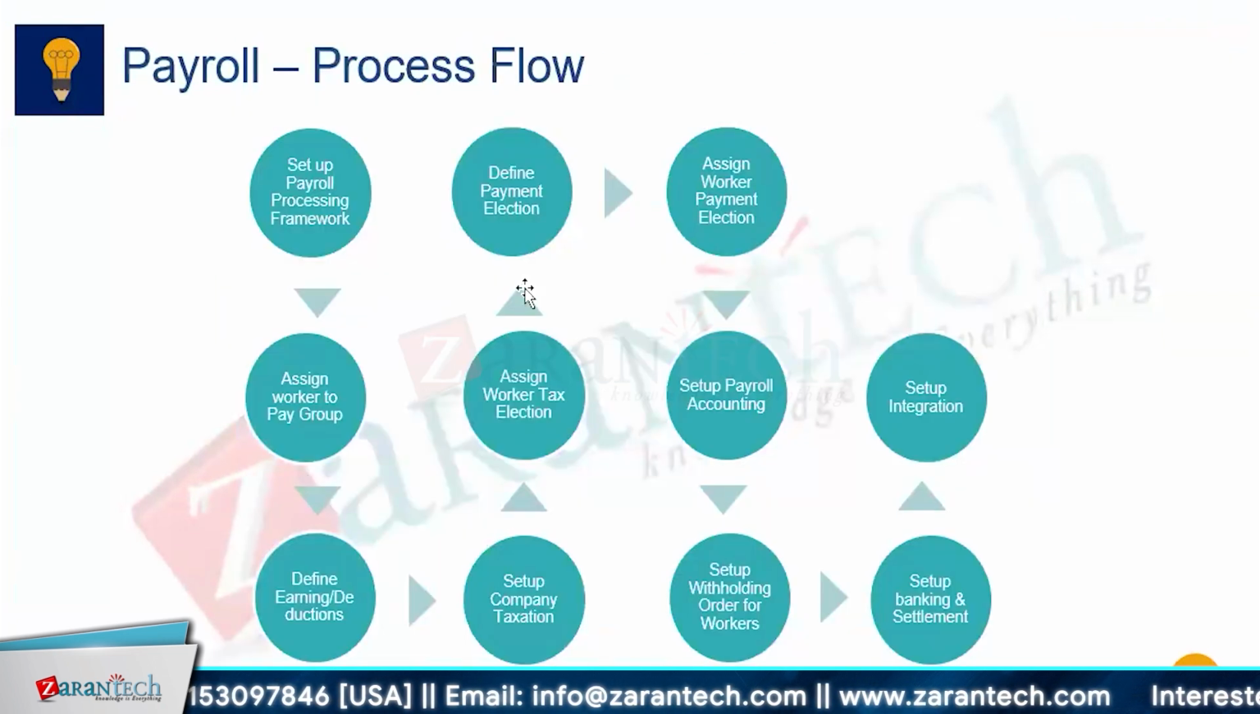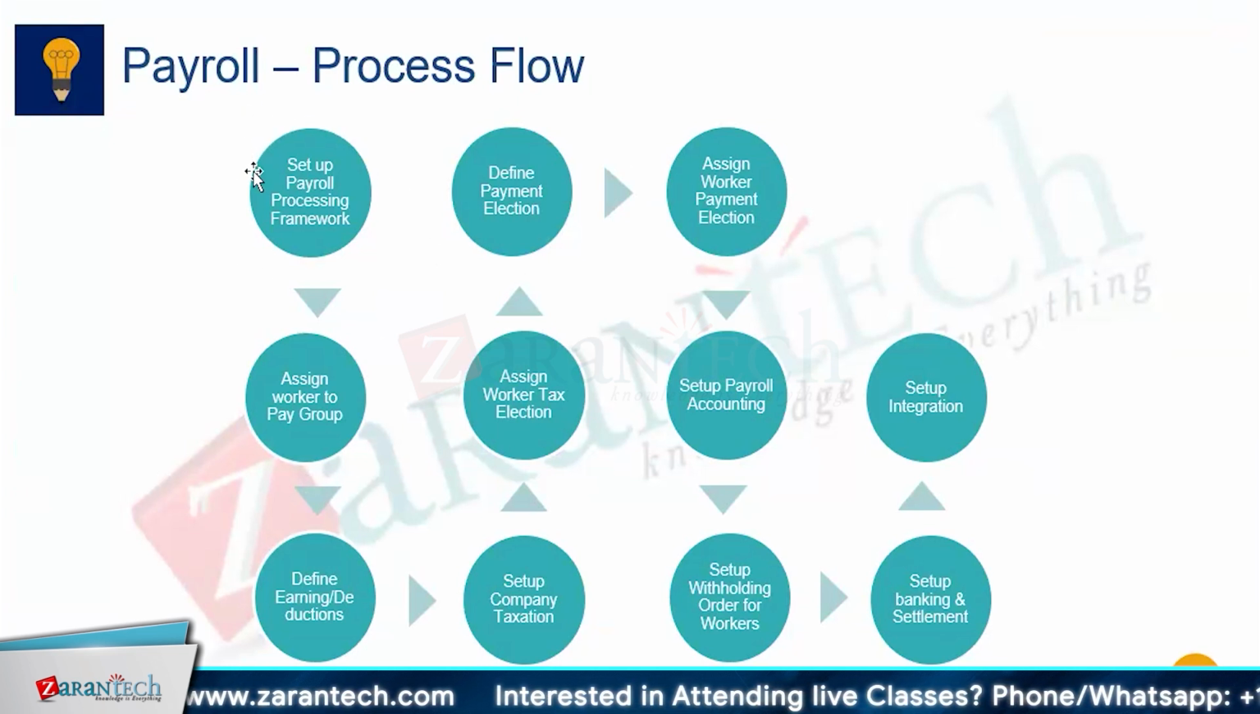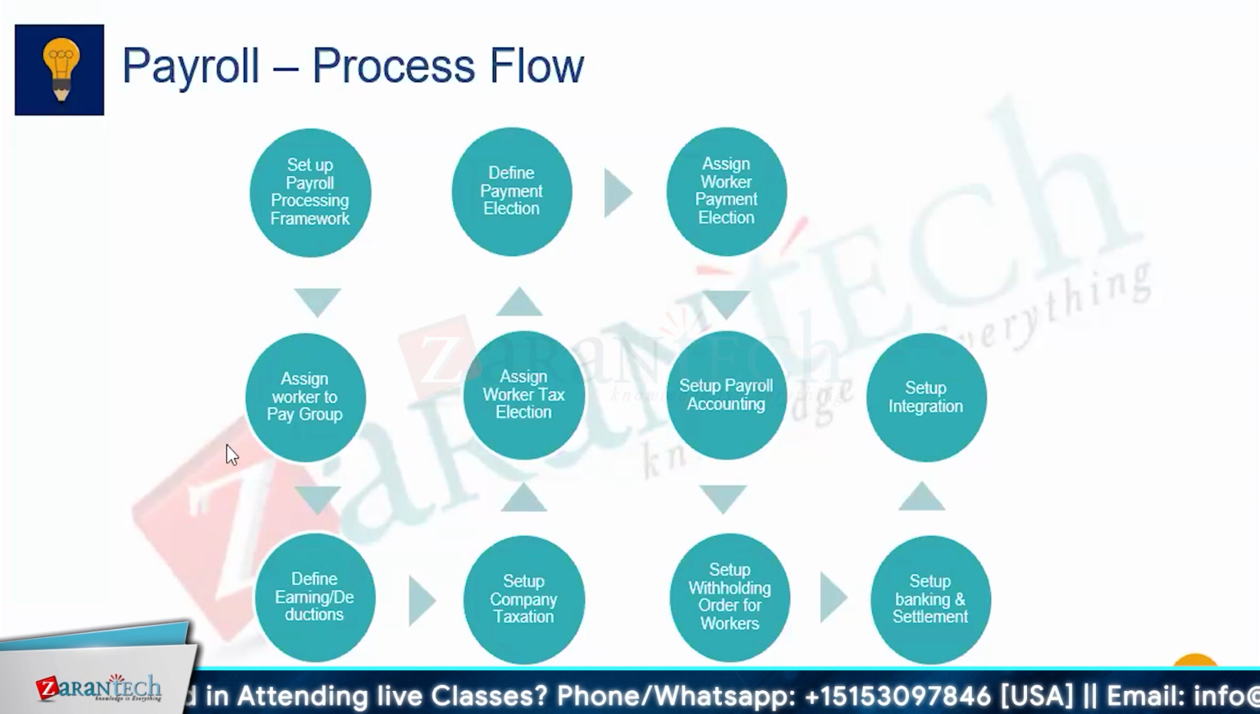In this slide, I created a process flow to show how a payroll is processed, an end-to-end process in payroll, just for an understanding. So you set up your payroll processing framework, which is your pay groups, period schedules, and run categories. You assign the workers to a pay group, right? It's essential that a worker needs to be attached to at least one pay group, then only their payroll can be processed.